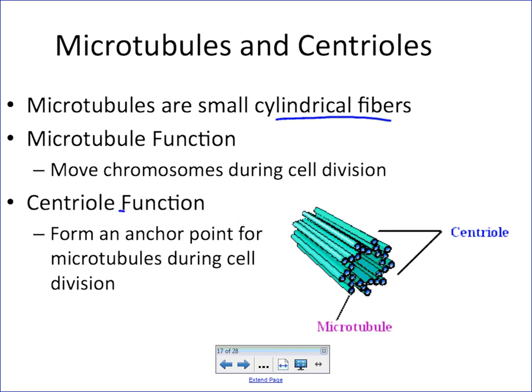Those microtubules are attached to centrioles, which form an anchor point for those microtubules during cell division. So those microtubules will then contract, pulling those chromosomes to opposite poles of the cell, or opposite sides of the cell.